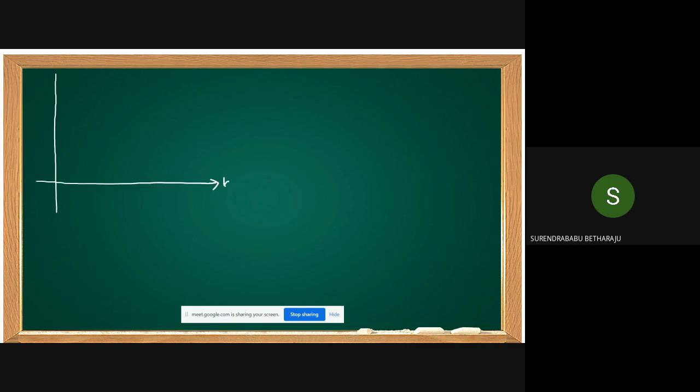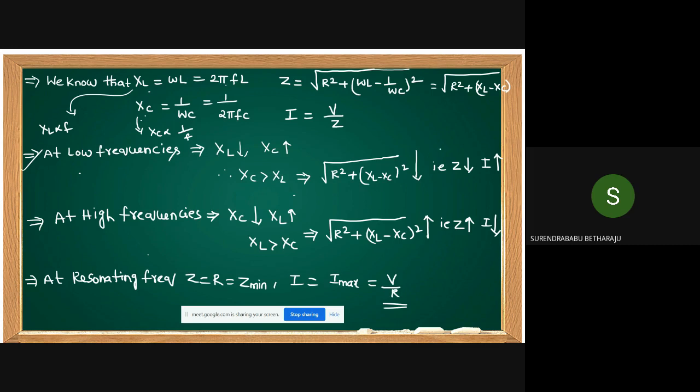Okay, this is omega and this is the Z. On the x-axis I have taken omega, on the y-axis I have taken the magnitude of Z. If you draw the graph, at low frequencies impedance is reducing, at high frequencies impedance is increasing, then you can get the graph like this. Yes, this is the explanation.